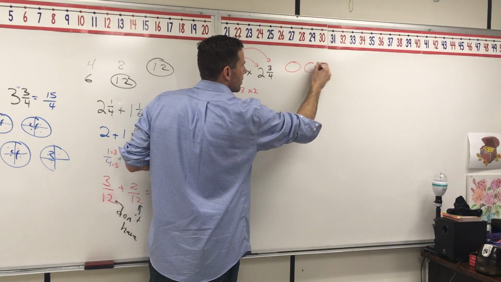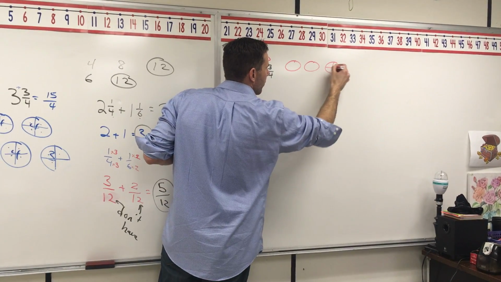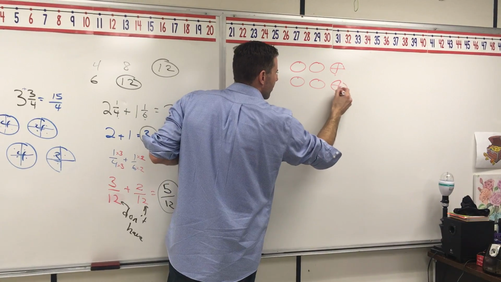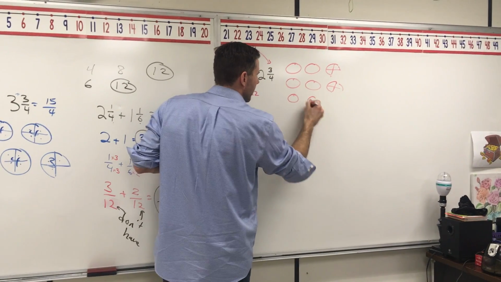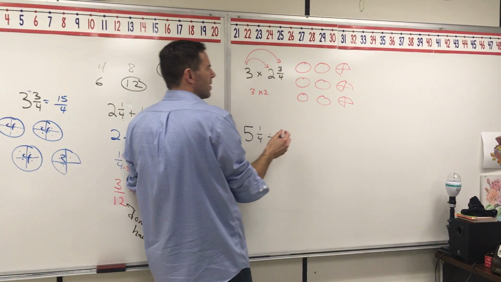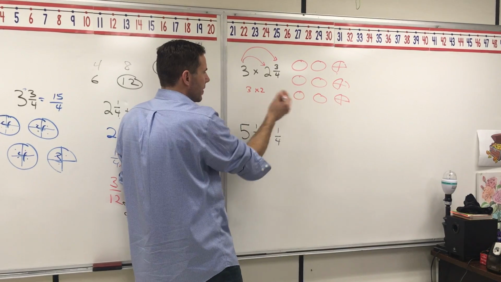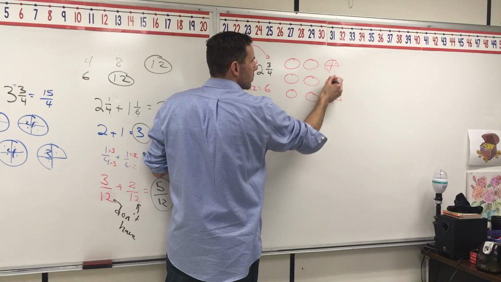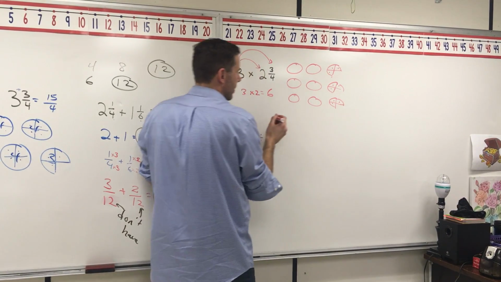Let's do this like this. 1, 2, and 3/4. 1, 2, and 3/4. 1, 2, and you guessed it, 3/4. So after looking at that, it's just obvious. It's going to be 6 whole pizzas, and you've got all these quarters. 1, 2, 3, 4, 5, 6, 7, 8, 9.